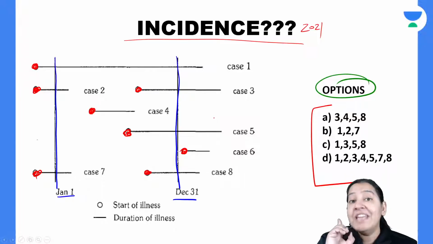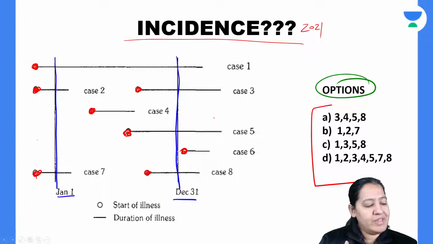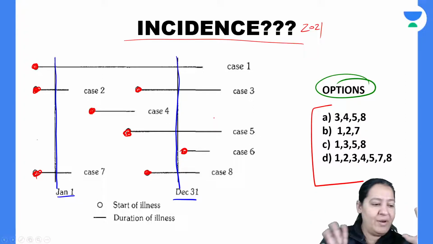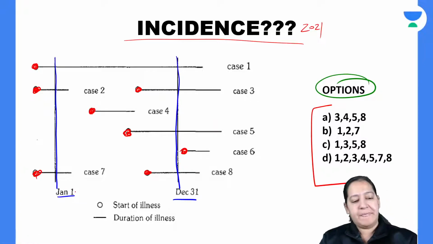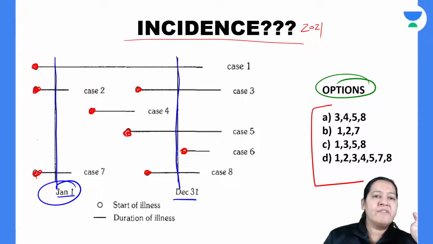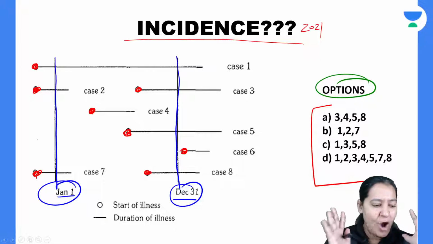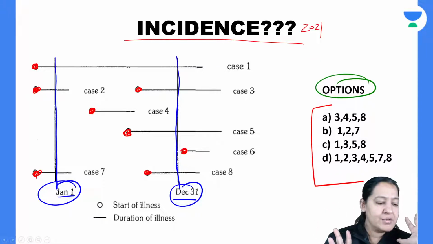Incidence is the number of new cases in that year. Not the old ones, only the new ones in that particular year. So starting from 1st Jan, see, this is 1st Jan, till 31st December, between these 2 lines, how many new cases are there? So Iram is saying A.